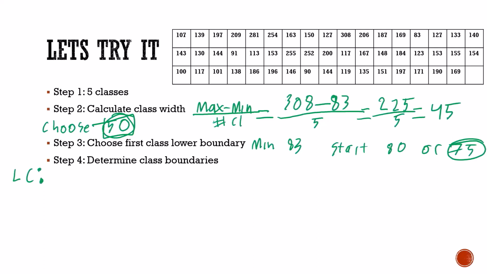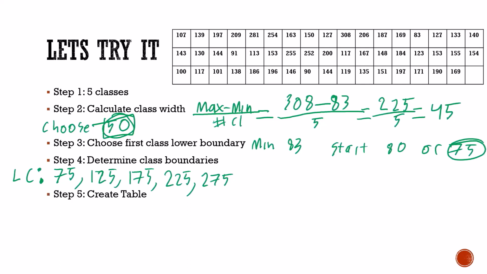So the first one we decided was going to be 75. The next one then would be, well, the class width is 50. So the next one would be 125, right? Because the width is 50. So the next boundary, one class over, would be 75 plus 50, 125. And you can know to stop doing this when I have 5, because that is how many classes I have.